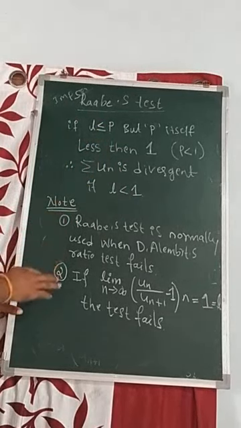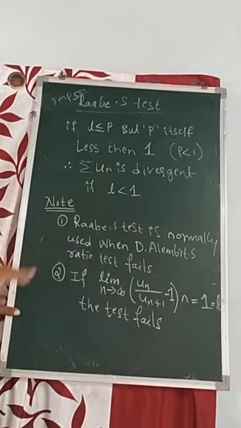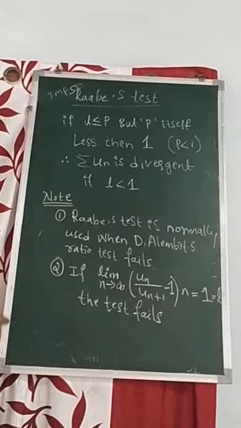Here L is equal to 1, Raabe's test fails. Next apply the second test.